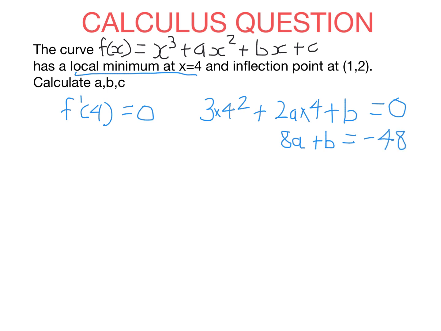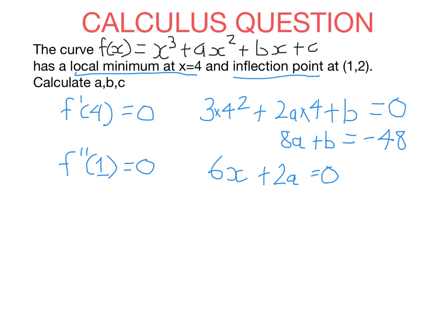So the next bit of information tells us that there is an inflection point at (1, 2). Any inflection points occur when the second derivative is equal to 0. So this second bit of information is really telling us that when you substitute x equals 1 into the second derivative, you also get 0. To turn that into an equation, let's find the second derivative. So we had 3x squared plus 2ax plus b. Differentiating that gives us 6x plus 2a is equal to 0.